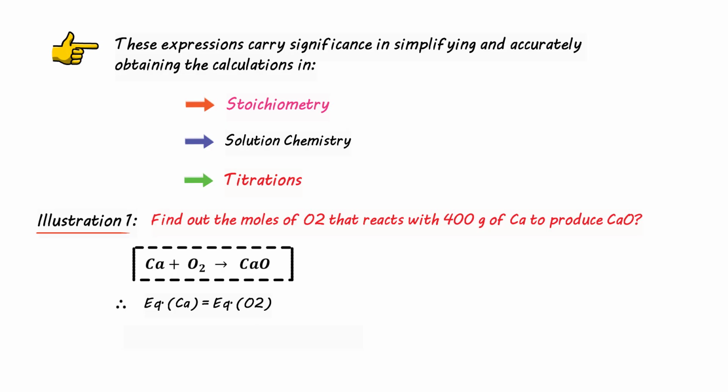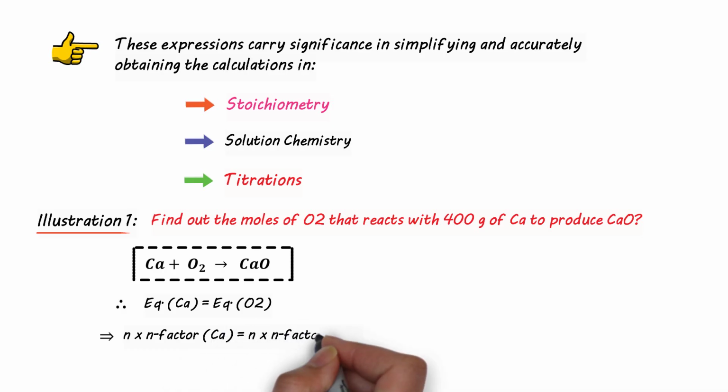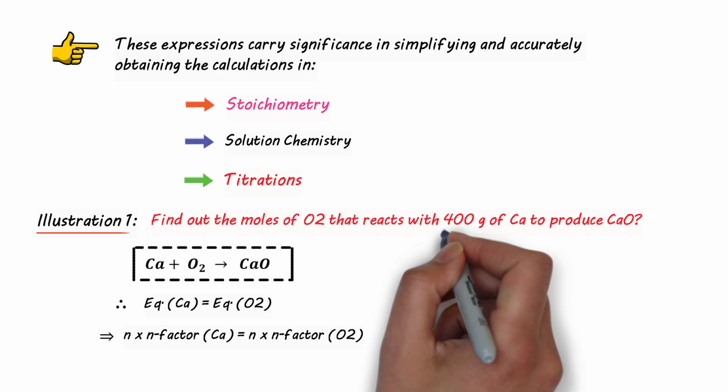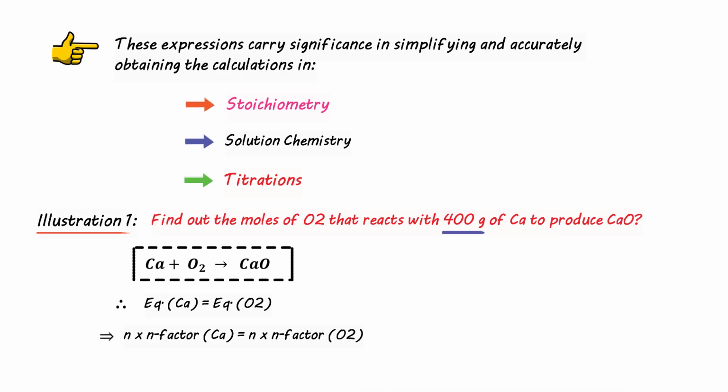Now, converting equivalences into number of moles, one can get number of moles into n factor of calcium will be equal to number of moles into n factor of oxygen. Since you know number of moles is equal to mass by molecular mass or atomic mass, so mass of calcium is given as 400 and atomic mass of calcium is 40, and n factor for calcium is 2 because the maximum charge for calcium is +2, and in case of oxygen, as one oxygen carries -2 charge, for two oxygens it will be 4, hence n factor for oxygen will be 4.